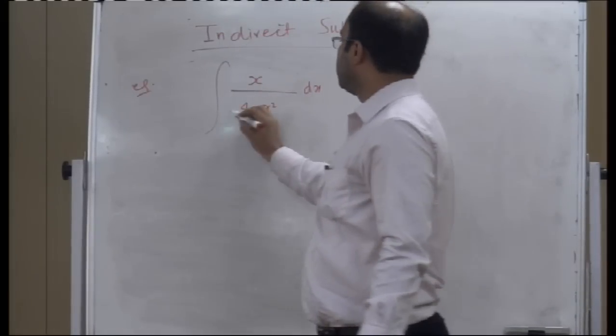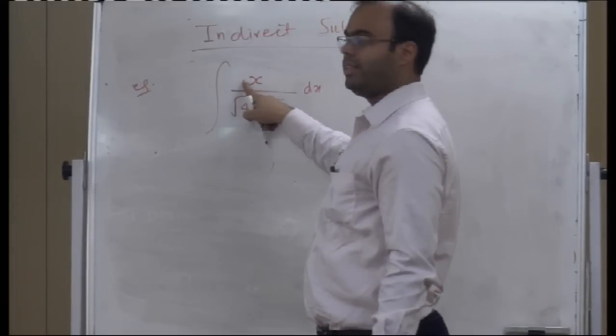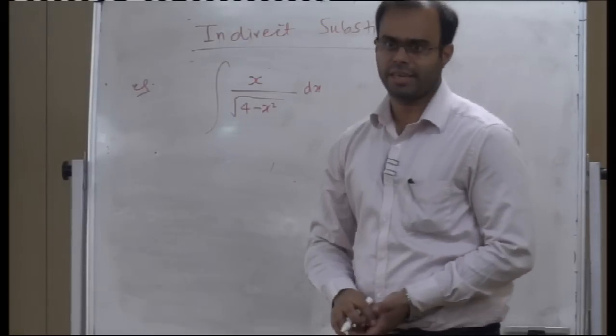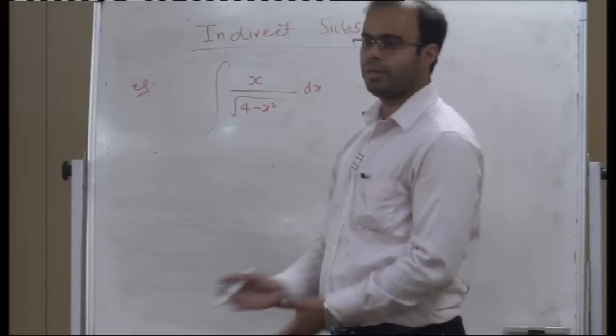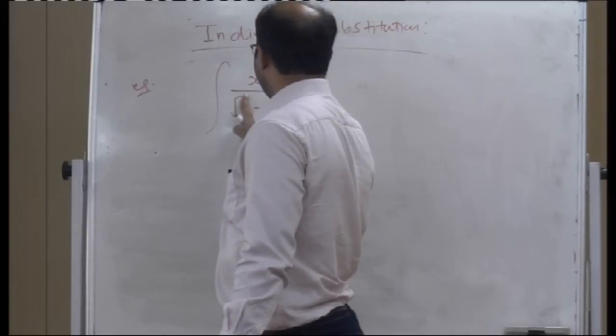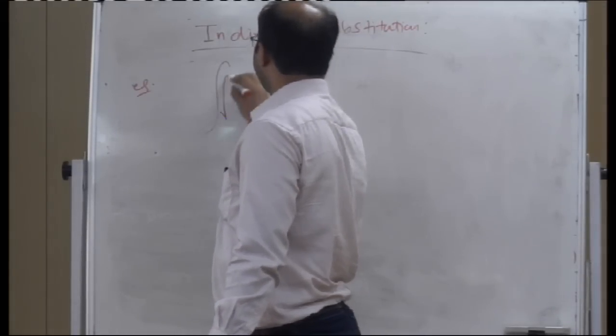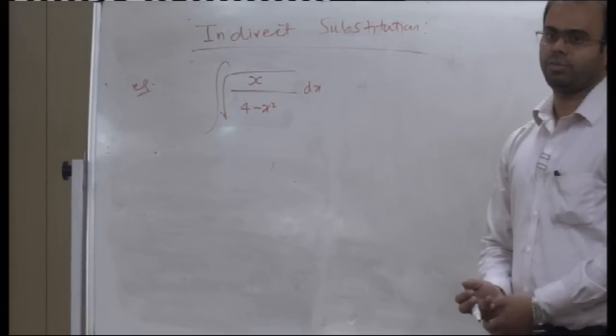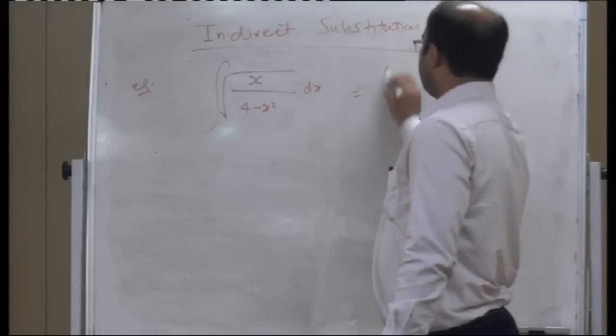If there was not a root here, then 4 minus x square is t and the derivative is actually minus 2x dx, that is dt. X is present in the denominator. The difficult part is that when you take a root in the numerator as well, then that won't be a direct substitution. So you have to do a lot of manipulation.